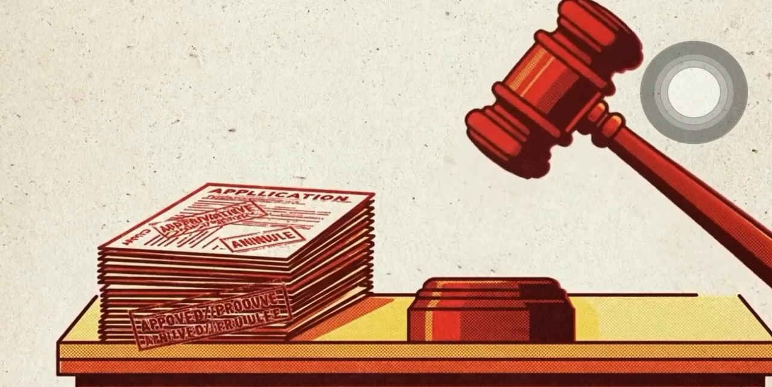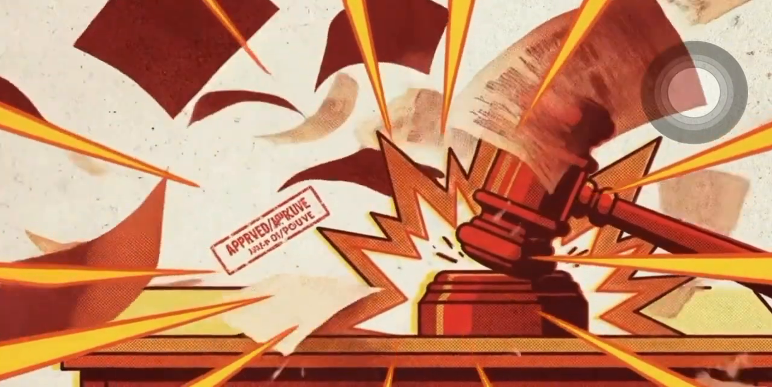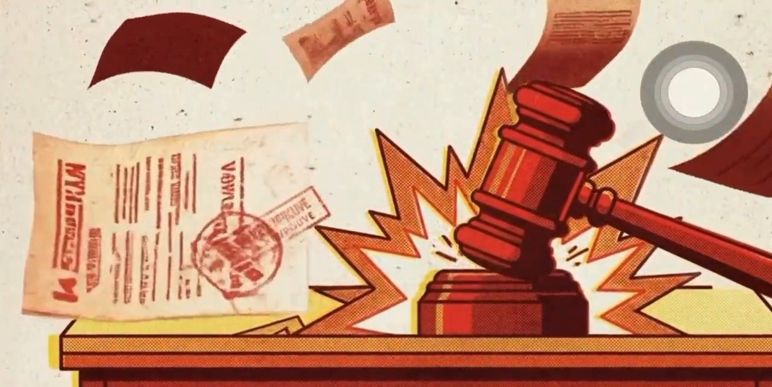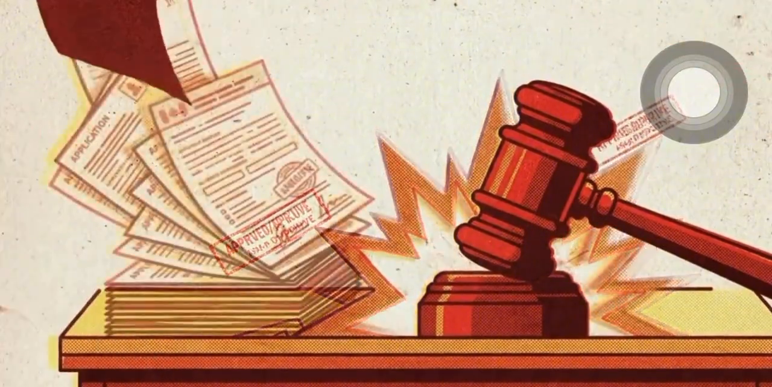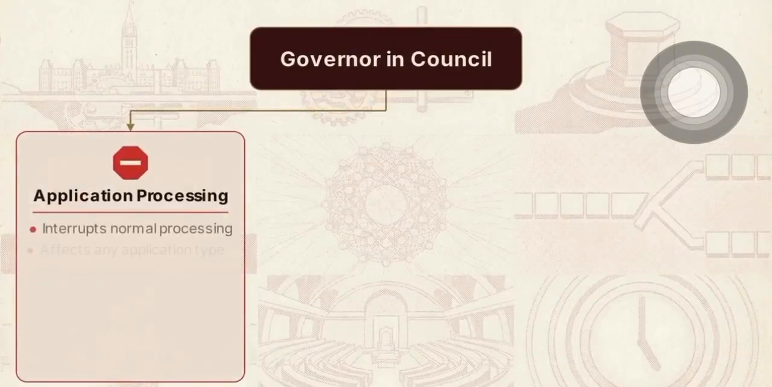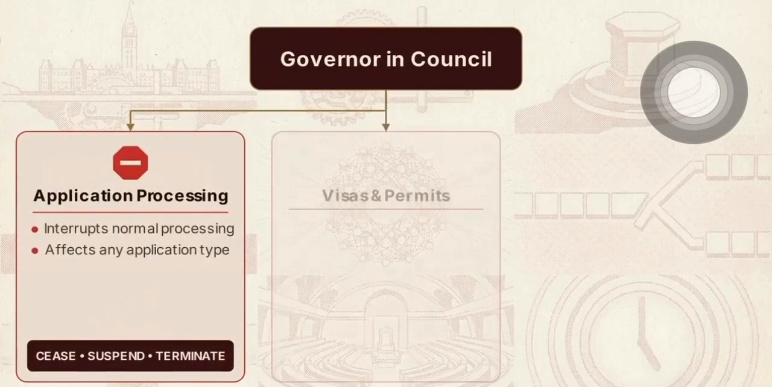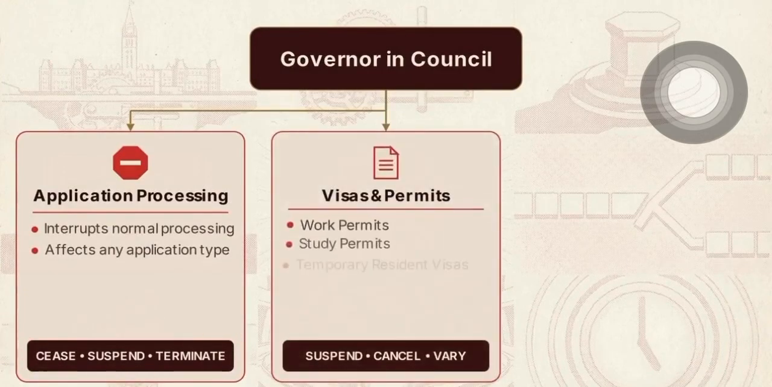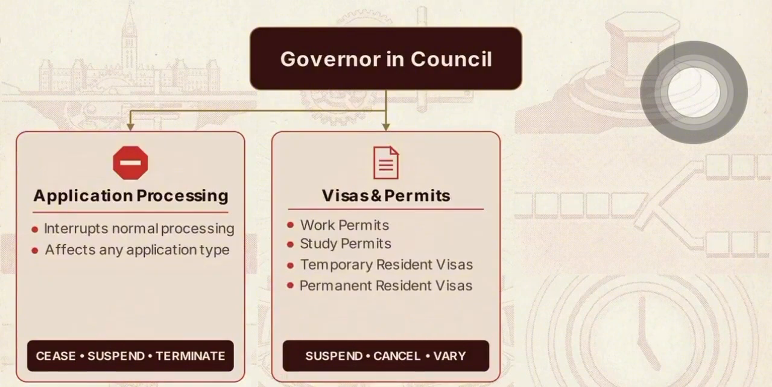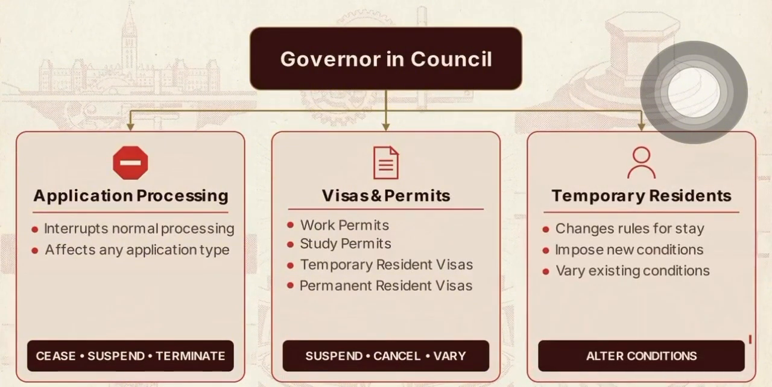This body now holds sweeping executive authority over the processing of immigration applications, the validity of immigration documents, and the status of temporary residents. This flowchart illustrates the first branch, the power to seize, suspend, or terminate the processing of any application. The second branch allows varying or canceling existing documents, including work and study permits. The third grants power to alter conditions on temporary residence.